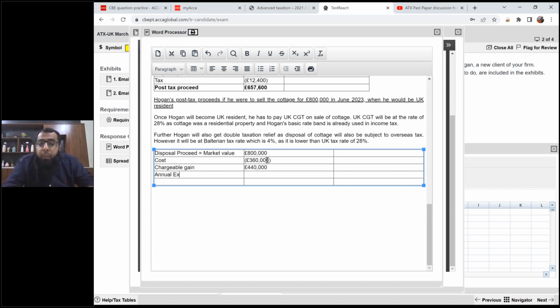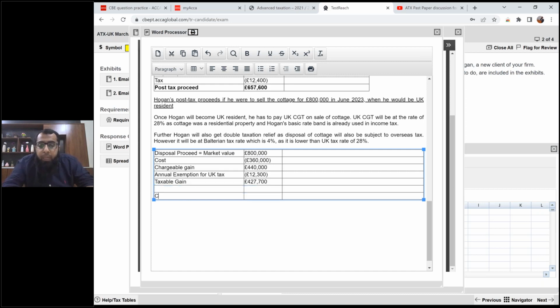Okay. Now there will be annual exemption for UK tax. Because you are charging the UK tax, there will be annual exemption for UK tax, 12,300. So this will give us the taxable gain, 440,000 minus 12,300. So it will be 427,700.